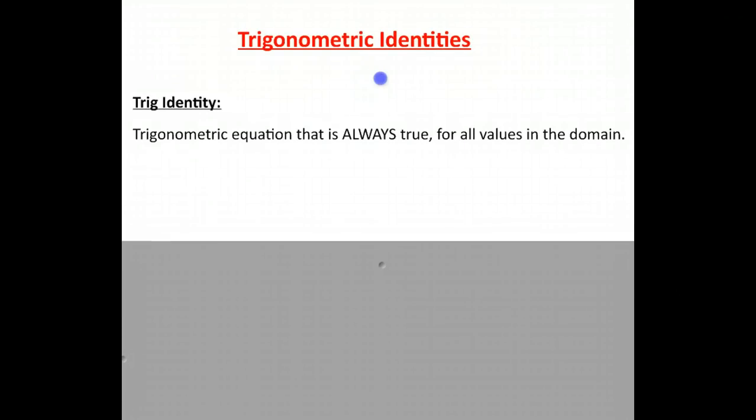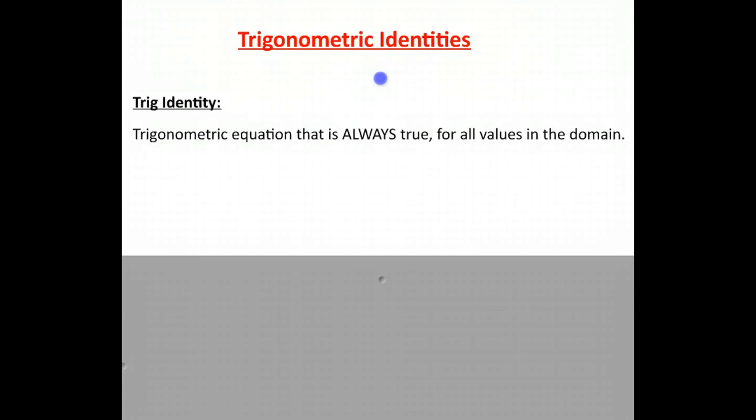Now, before we can actually start working with trig identities, what we need to understand is that trig expressions can often be expressed in more than one way. For example, think about the number 3. There are other ways to write expressions that are equal to 3. For example, we could do 6 divided by 2. That is equal to 3. We could talk about the square root of 9. That is also equal to 3.